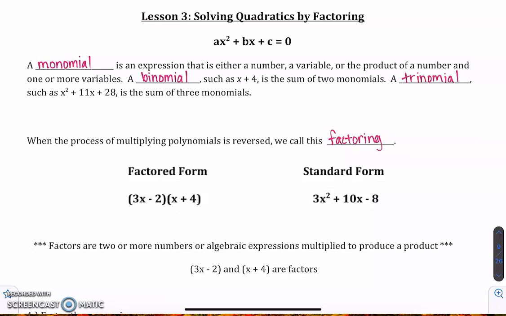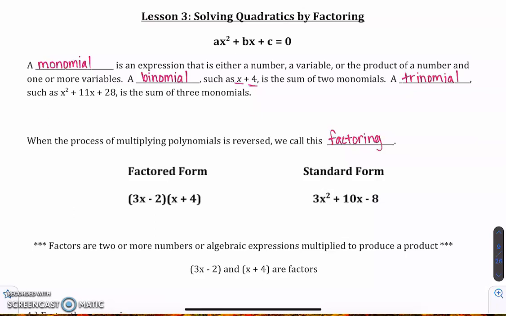A monomial is an expression that is either a number, a variable, or the product of a number and one or more variables. A binomial is two terms, so it's the sum or difference of two monomials. And then a trinomial, which is what we'll usually work with for factoring, is the sum of three monomials.